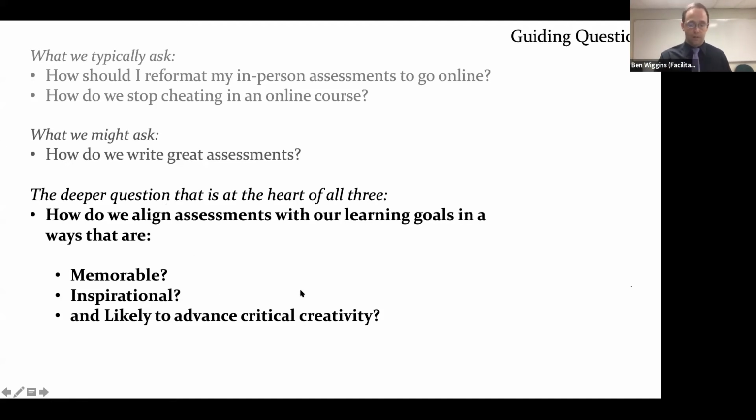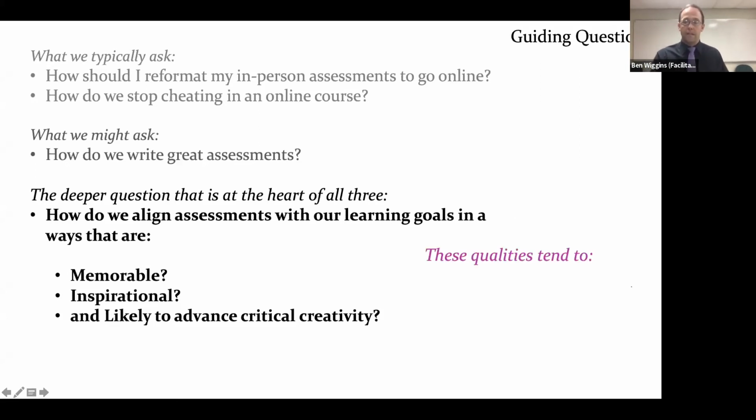We want those to be inspirational, to make them want to do the work, that it's at the heart of higher education. And crucially, we all know that the state of the art when we got our education is not the state of the art now. We want these to advance critical creativity. And that looks different in everyone's different fields, but we want students who can become the next generation of professionals and practitioners that we're trying to train.